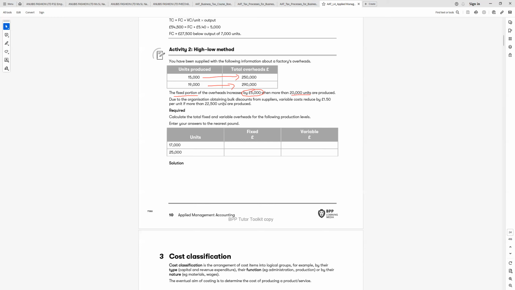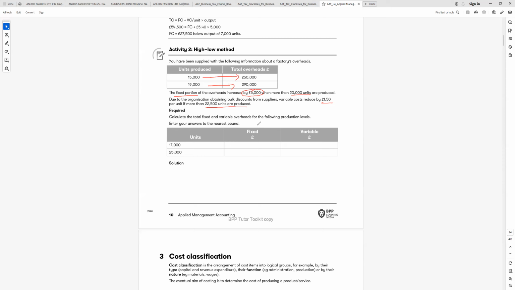Due to the organization obtaining a bulk discount from the supplier, variable cost is reduced by £1.50 per unit if more than 22,500 units are produced. That means if we make more than 22,500 units, the variable cost will be reduced by 1.50 because of the bulk discount. Because if we buy more, then our supplier gives us some more discount. All right.